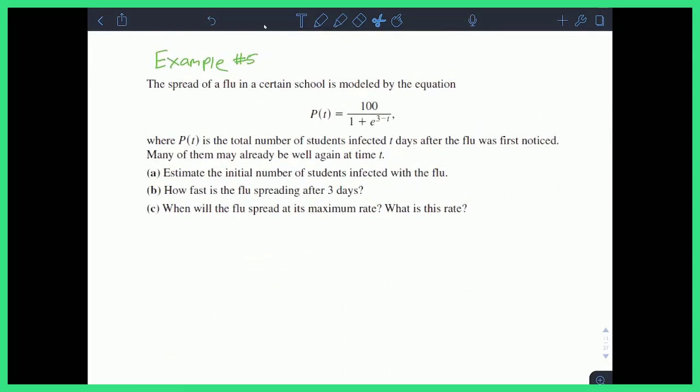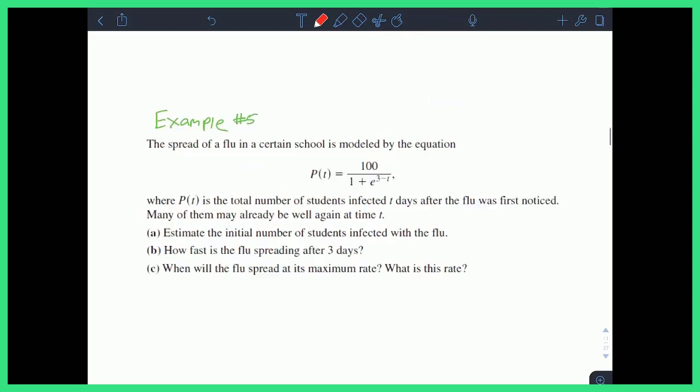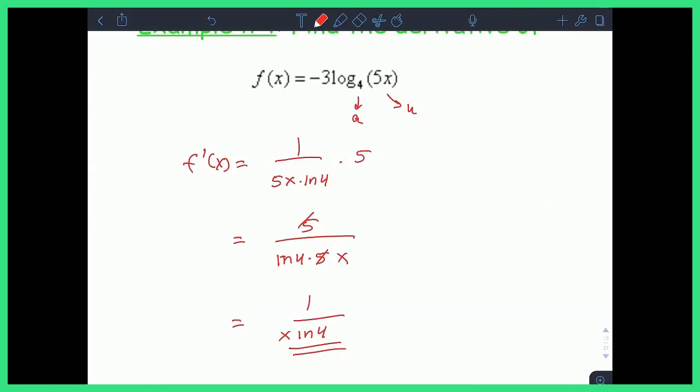Let's look at an example using these newfound properties. But first, before we move on, it looks like in the previous problem I dropped this -3 altogether, so we're just going to put that back in. I'll put it on top right here, and then we'll multiply by -3 right there, and instead of the 5's right there, this will just be -3 over x ln 4.